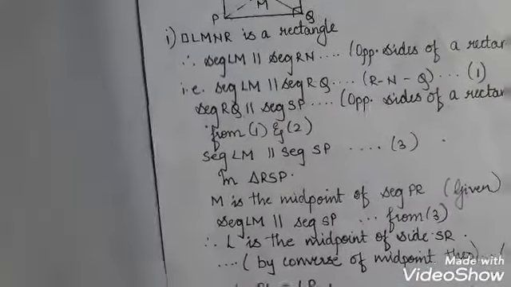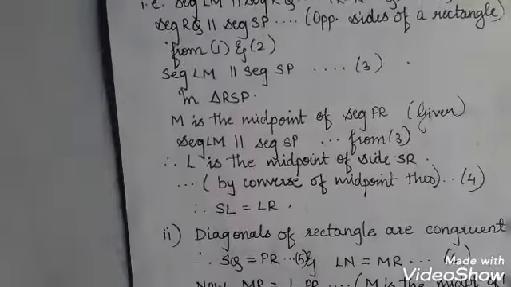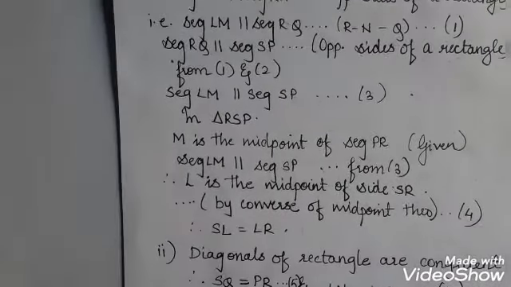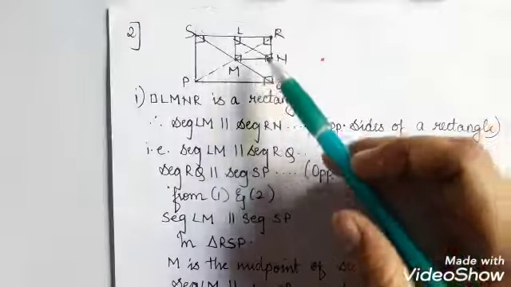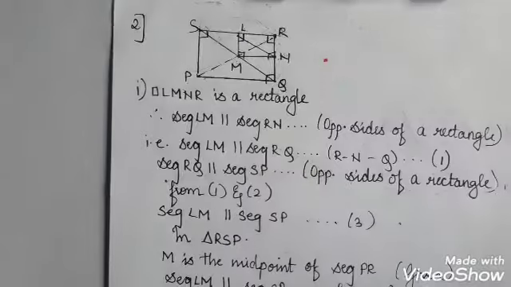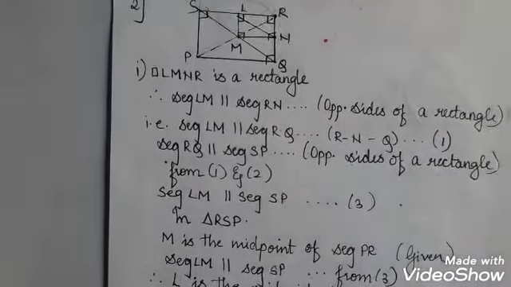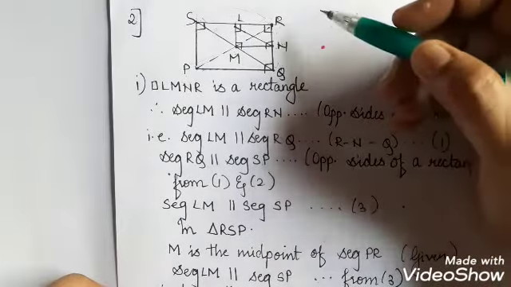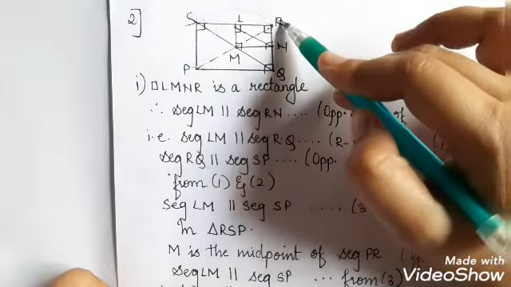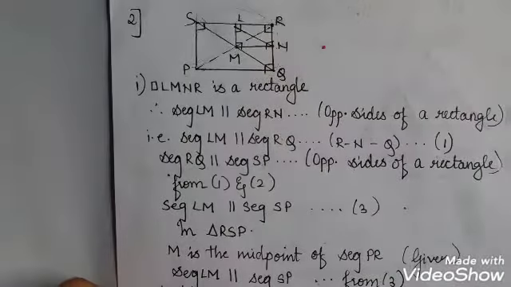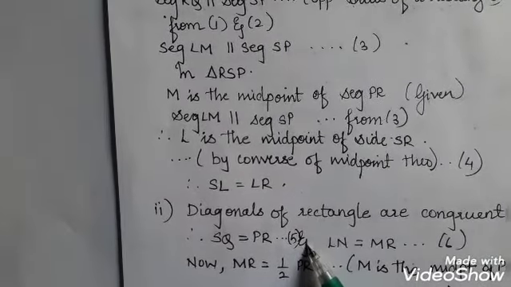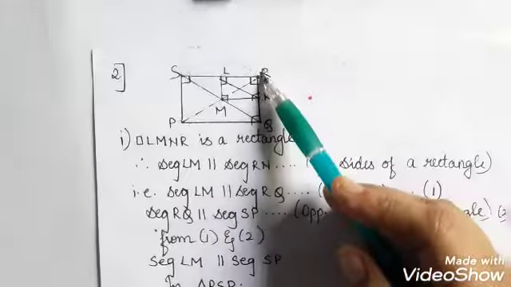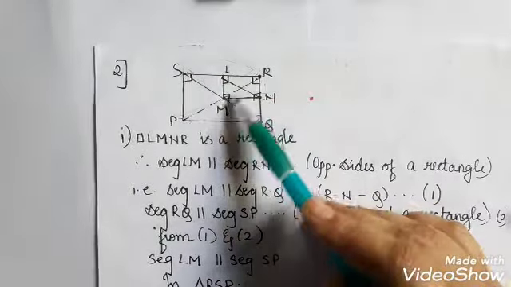Next, the second part, we have to prove LN is half of SQ. Now we know the diagonals of a rectangle are congruent. SQ and PR are diagonals of the rectangle, so SQ and PR are congruent, they are equal. So SQ is equal to PR. That is equation 5. Now LN and MR are also the diagonals of the smaller rectangle. So LN is equal to MR. That is equation 6.